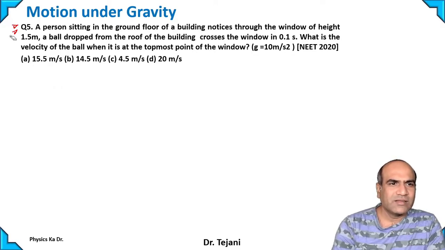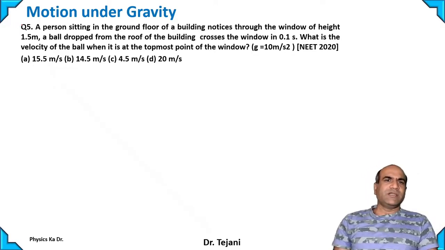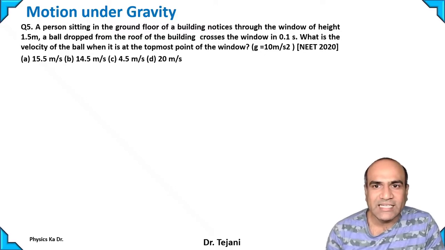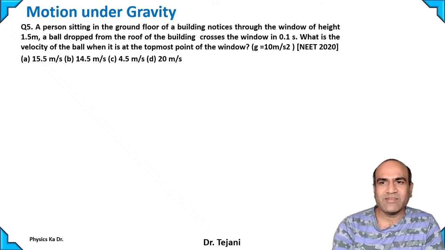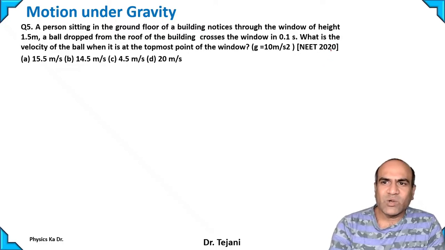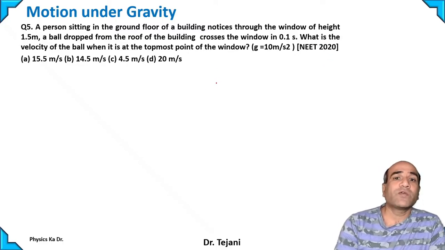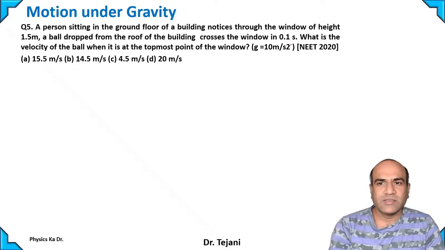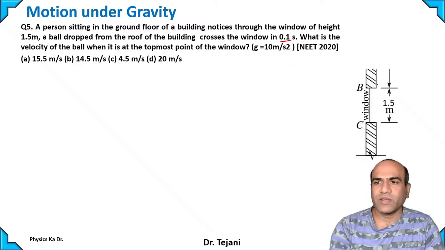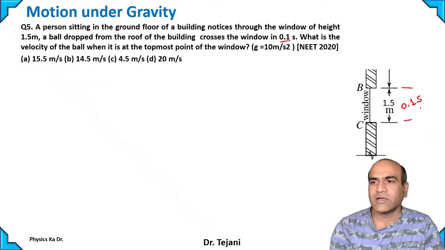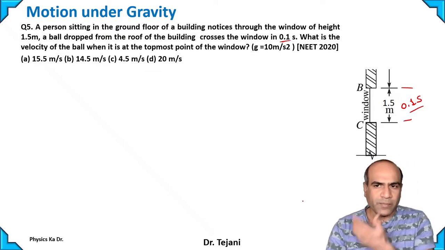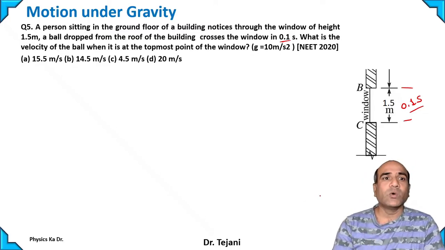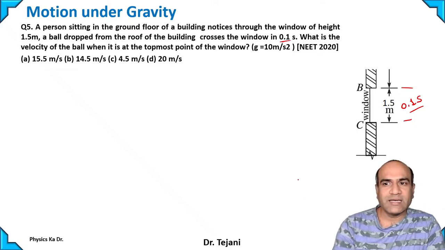Let's have the solution. A person sitting in the ground floor of a building notices through the window, a similar window as we have here, and the window height is given as 1.5. A ball dropped from the roof of the building crosses the window in 0.1 second. So the window is 1.5 and the time taken to cross this window is 0.1 second. If you are directly starting with question number 5, I suggest that you go back to question number 4, where a detailed explanation is given.